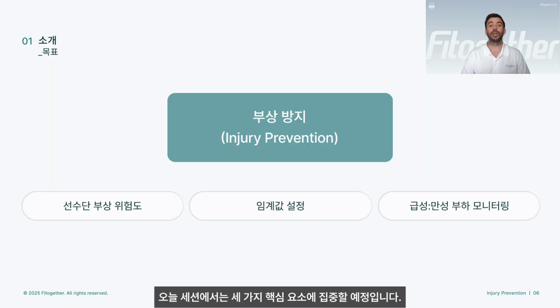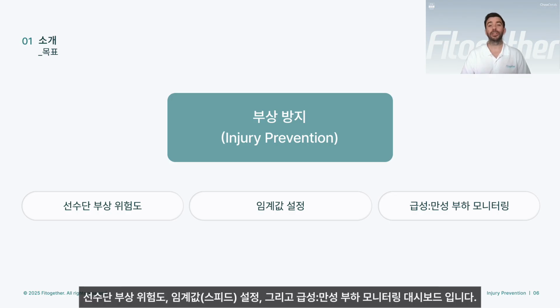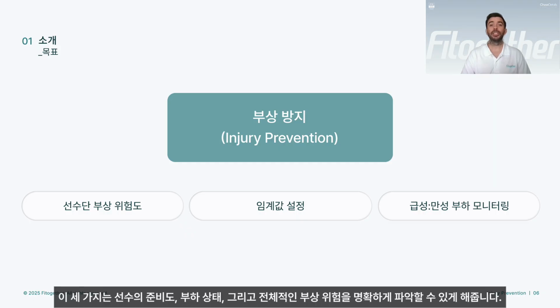In today's session, we're going to focus on 3 areas: the squad risk overview, the different threshold options, and the acute chronic dashboard. Together, these give you a clear picture of player readiness, load, and overall injury risk.